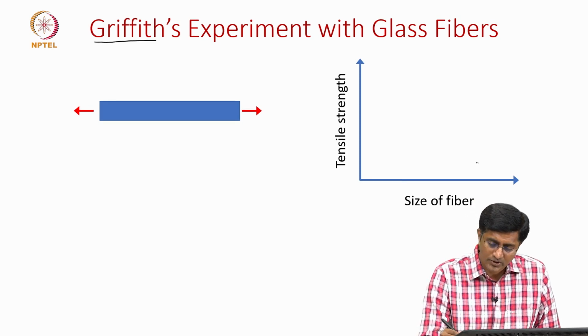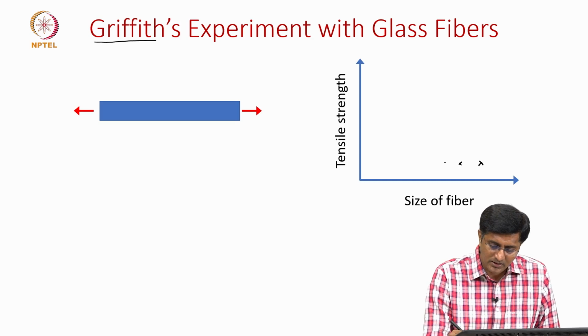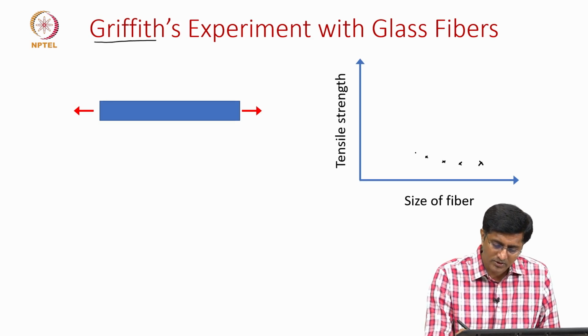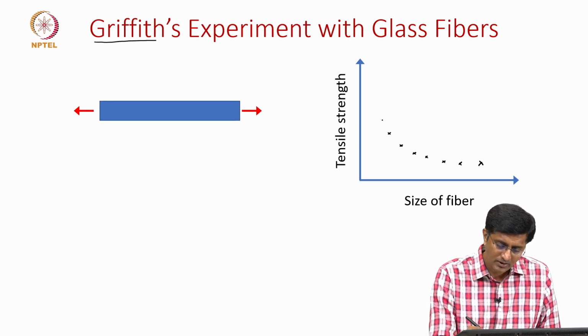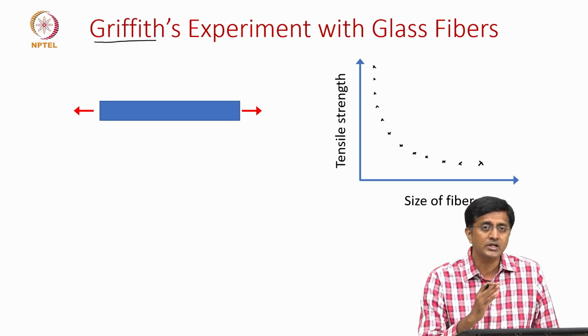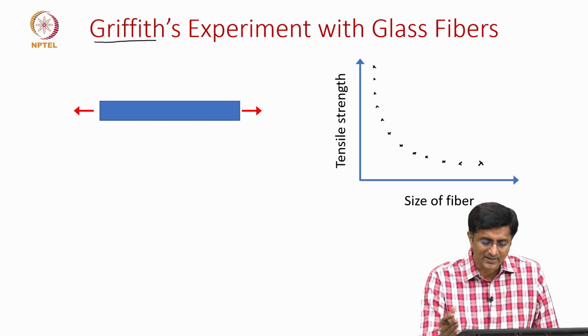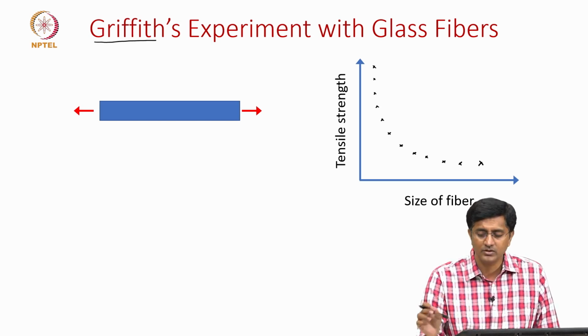What he observed is at very high diameters the tensile strength is small, but as he decreased the diameter the strength increased. When the diameter decreased into the micron or the nanoscale, the strength increased tremendously and reached the theoretical values of the material. Now, let us see what is the reason for this observation. Why do we see this increase in the strength with decrease in the fiber size or diameter?